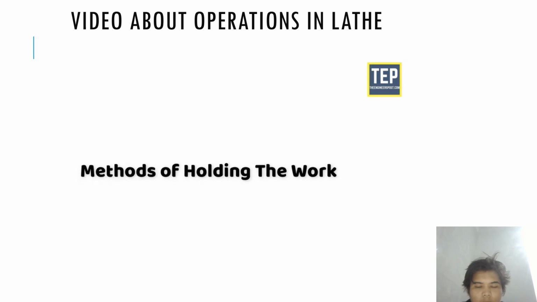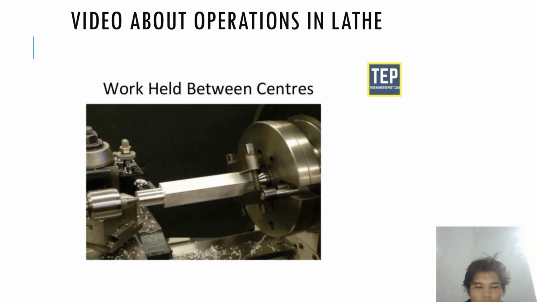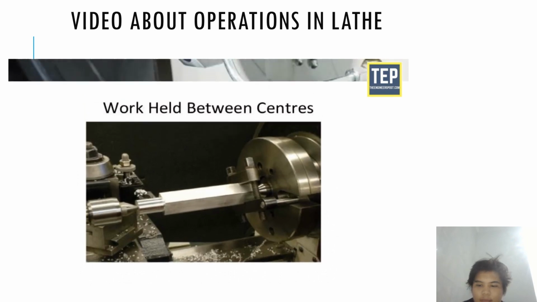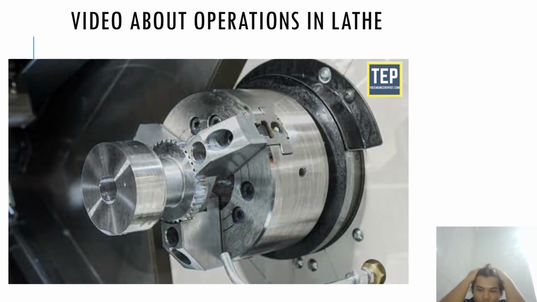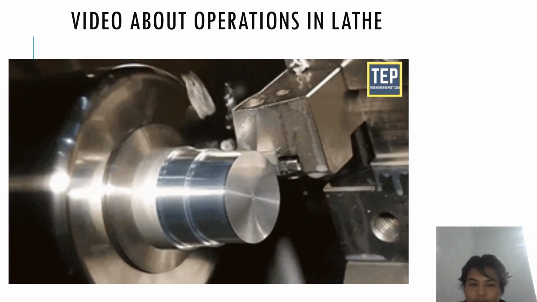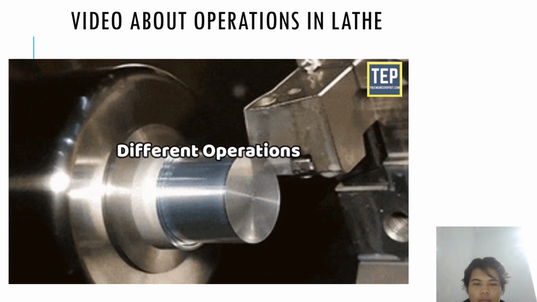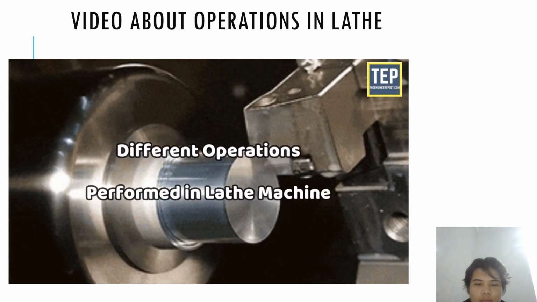The methods of holding the work may be classified under 2 headings. 1. Workpiece held between centers. And 2. Workpiece held by a chuck or any other fixtures. So today, in this video, we'll take a look at the different operations that are performed in a lathe machine.